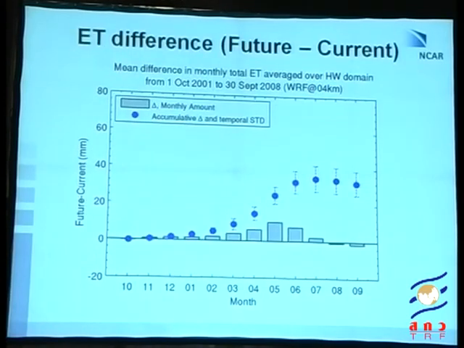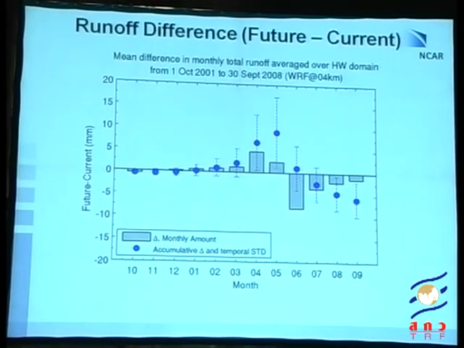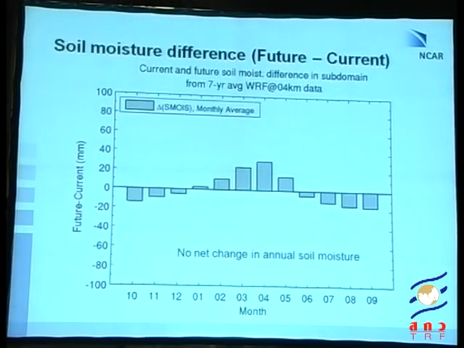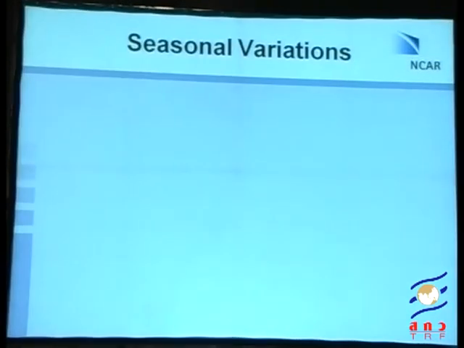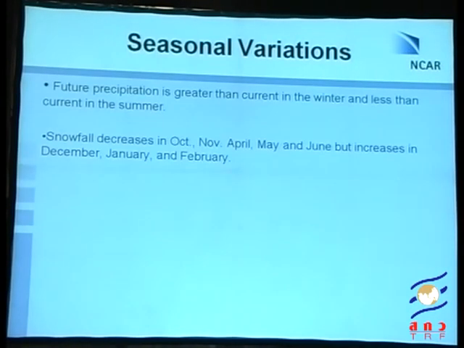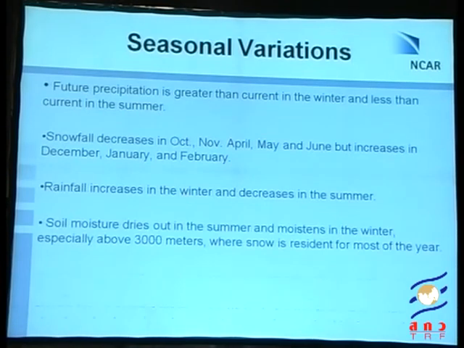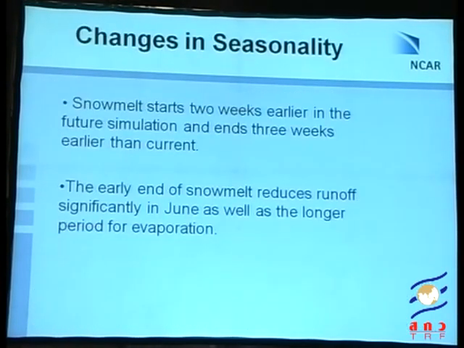ET does increase, as you might expect. It rapidly increases in March, April, May. And then the runoff is the final answer. So what happens here is that because of the warmer environment, our runoff is earlier. So we get a peak early on in March, April, May, and then it rapidly decreases as we get the evapotranspiration kicking in. So we actually get a slightly negative runoff. And soil moisture increases.